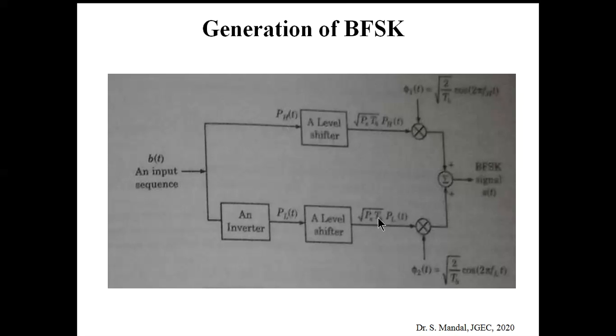And then it goes to the second product modulator, or multiplier, and here the other input is φ2(t), that is root over 2 by TB cos 2π FLT, and the corresponding generated output will go to the adder section, and ultimately if we add them, that will become BFSK. So this is basically the generation of BFSK. Now the question arises, how has BFSK been generated?